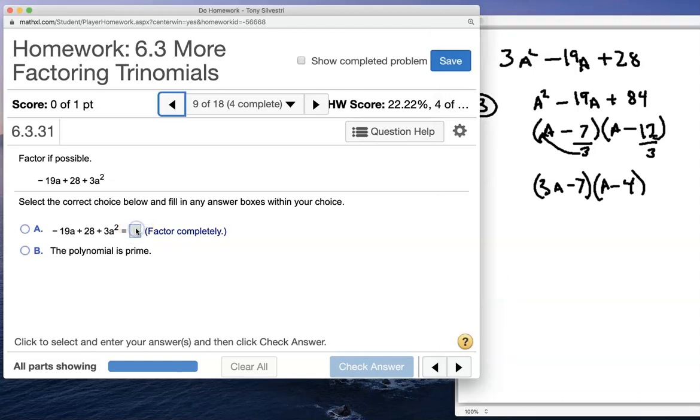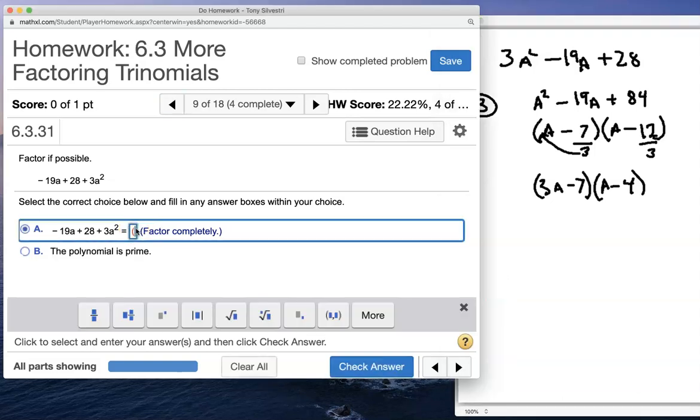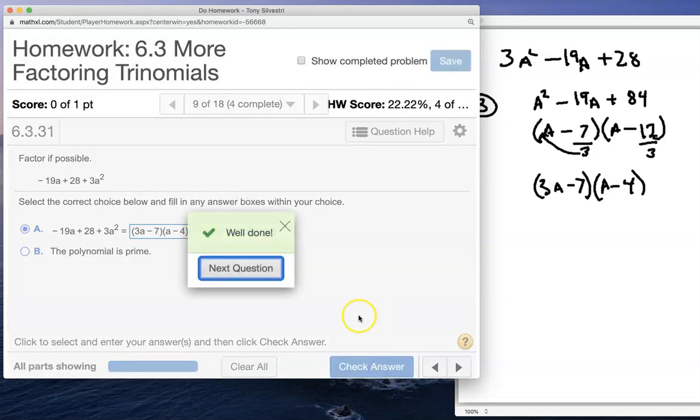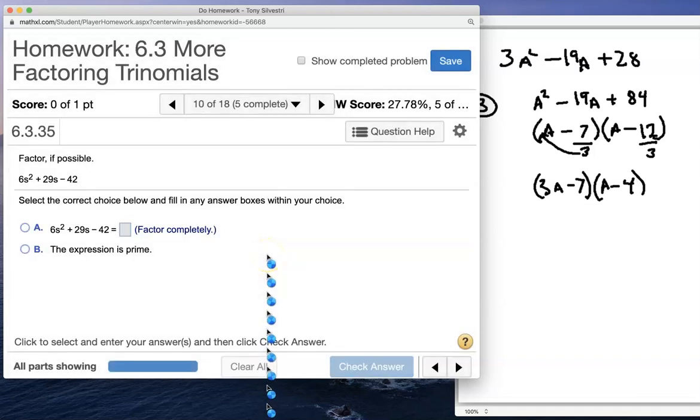Let's do it. 3a. It's got to be, I hope it's right. I'm sure it's right. 3a minus 4. Close it. Check your answer. Well done. See, this technique, this magic number technique, you're going to love. A lot of people don't teach it.